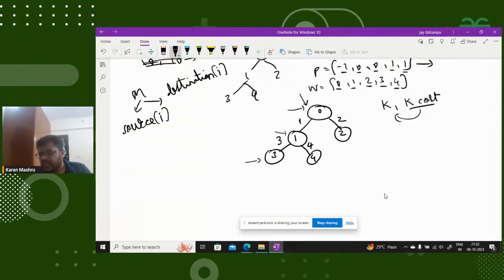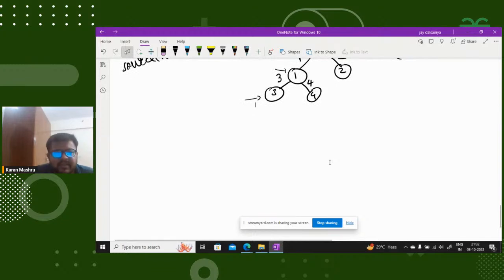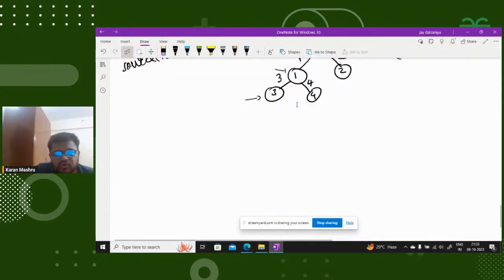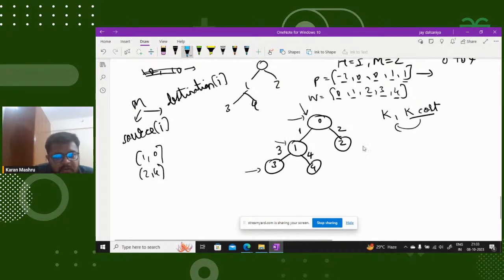Now understand one thing. Some edges will be repeated multiple times. Let me give you a very simple example, or let's take the example from this only. What are the queries? 1 to 0 and 2 to 4. So we have to go from 1 to 0 and from 2 to 4. First I'll go from 1 to 0, so this would be my path, right? Then another is 2 to 4, so this would be my path, right?